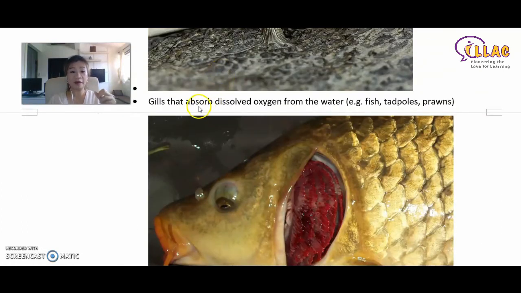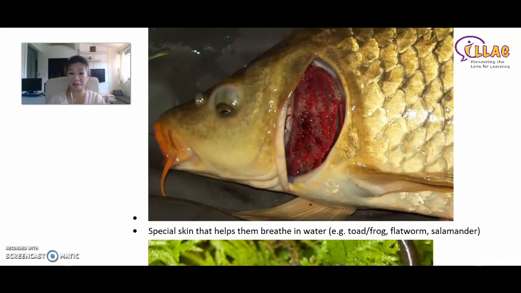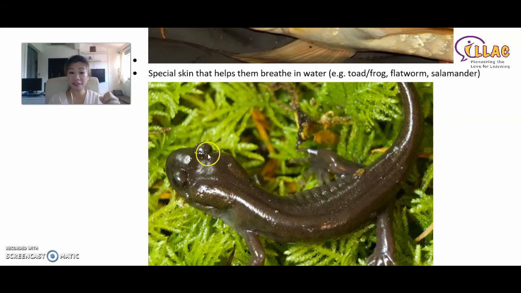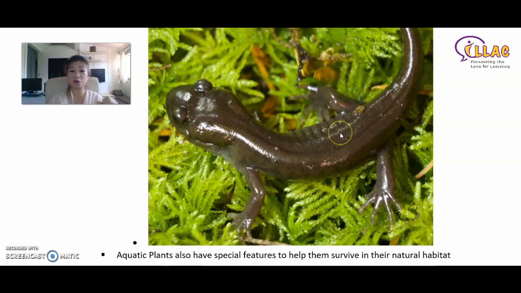So gills over here for the fish, it helps to absorb the dissolved oxygen from the water. So it exists for fish, tadpoles, and prawns, examples. Special skin also helps them to breathe in water. For example, the toad, the frog, this is a salamander. Okay, flatworms, they breathe through skin.